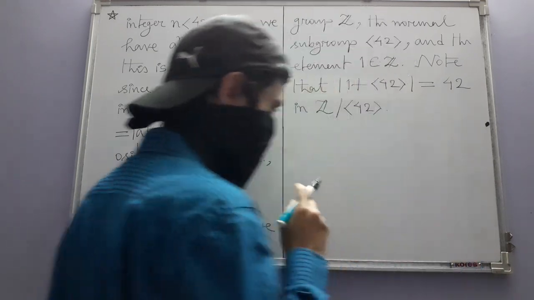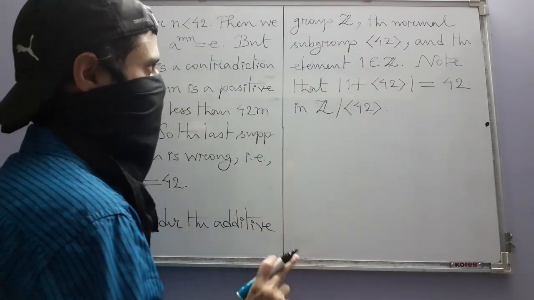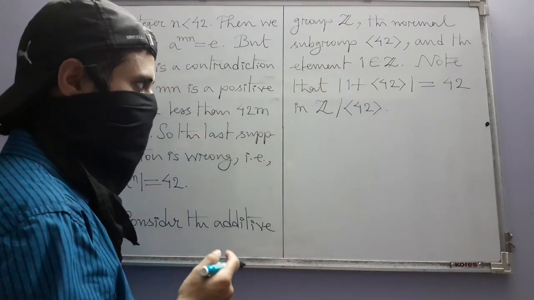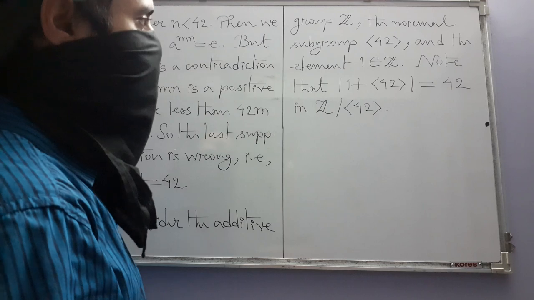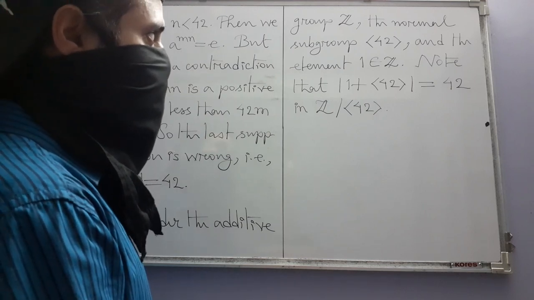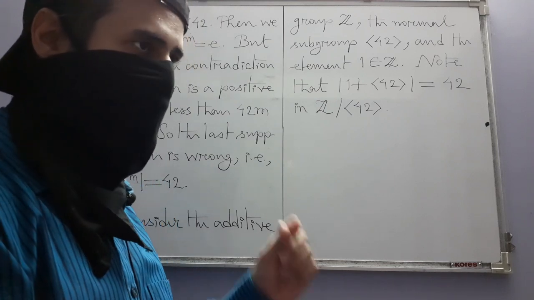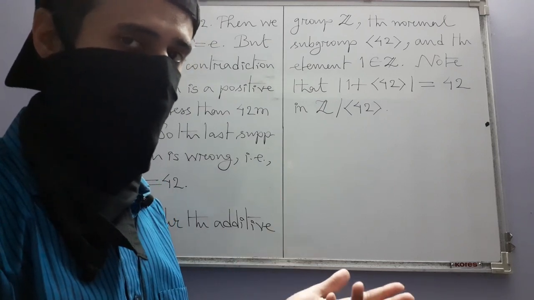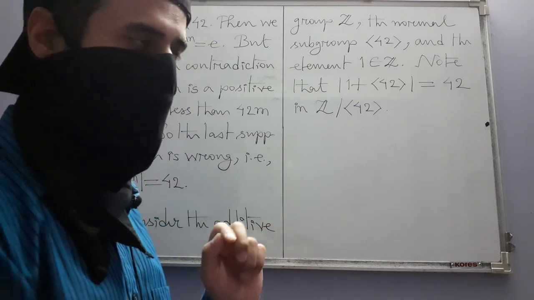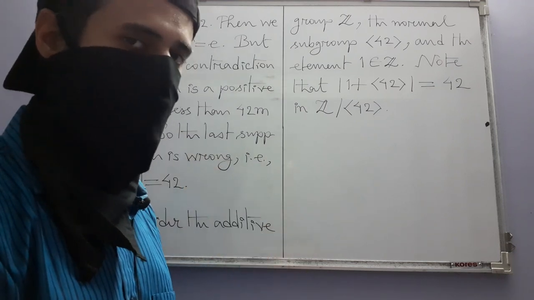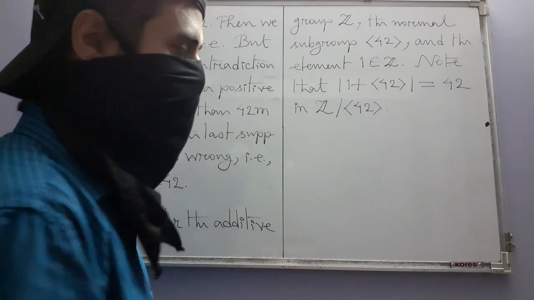But there is no element of order 42 in the additive group of integers. In fact, there is only one element of finite order in this group, which is the identity element 0. Its order is 1. All the other elements, that is any non-identity, any non-zero element, has infinite order.